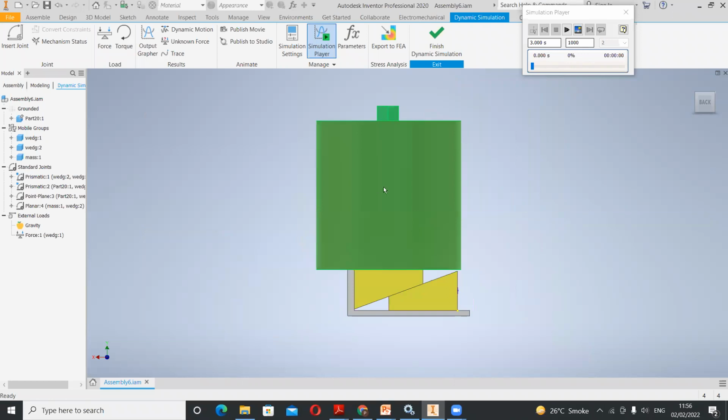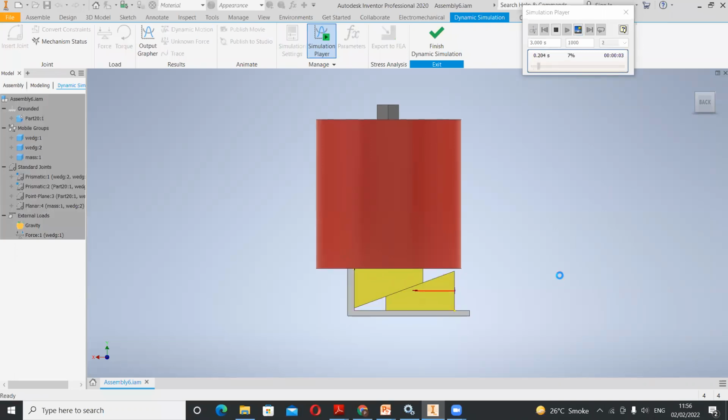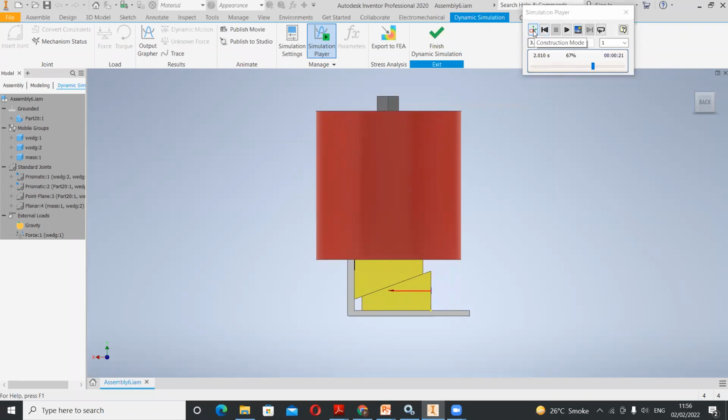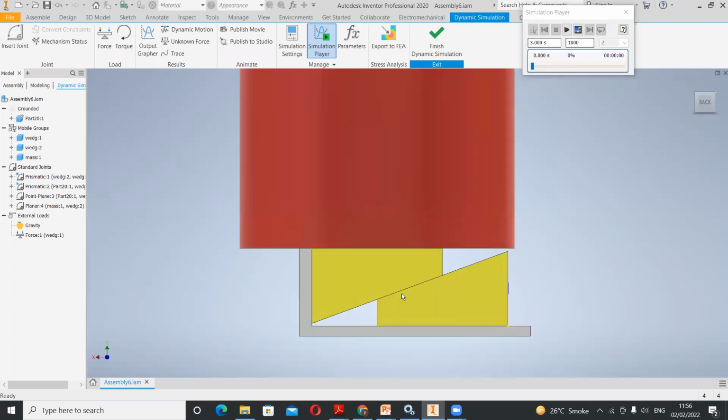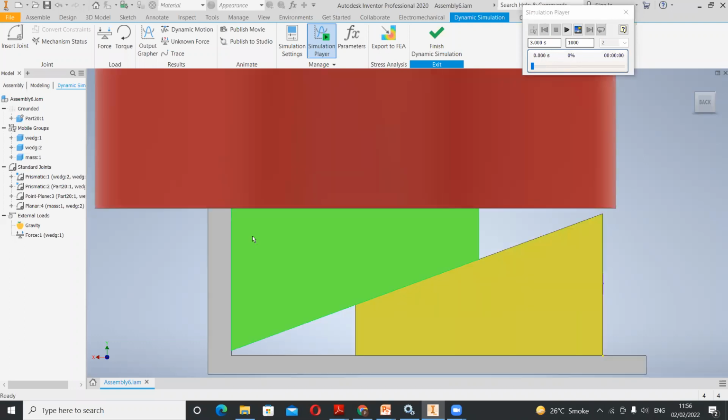Observe the movement of this block, and at the same time the movement of wedge B. So this is the force. You can see here, gradually this wedge is moving to the left side, and this wedge is moving in the upward direction. Just let me zoom this. Now again observe this corner point. You can see the motion with the black line, which is in the upward direction.